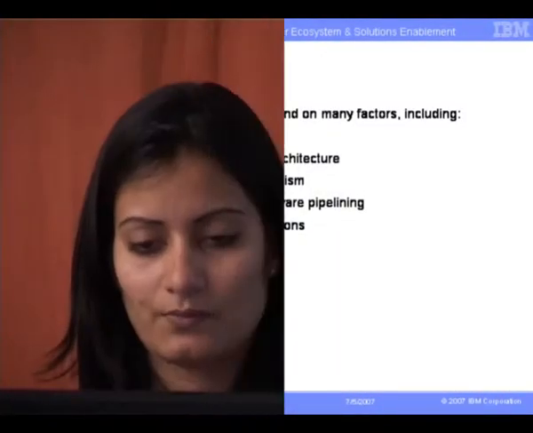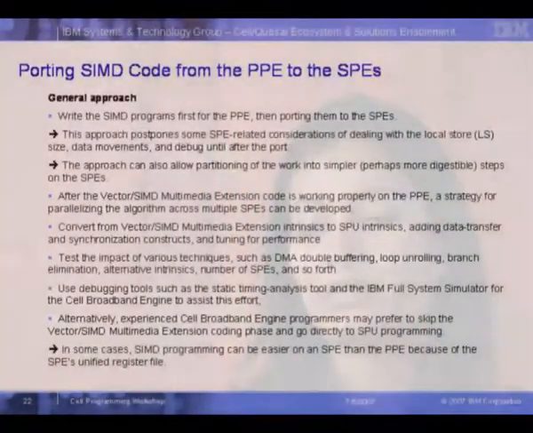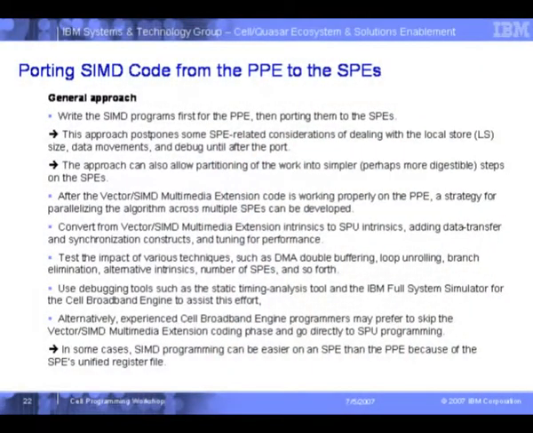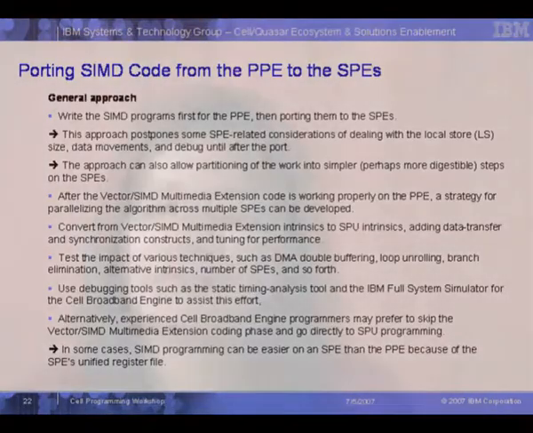So what's the porting approach? Basically, first you write the SIMD program for the PPU. It's your preference. Sometimes you may say, I don't want to worry about writing code on the PPU and then porting it over to the SPU. Or what you can do is take a scalar program, convert it fully into vector, and run it on the PPU, using the vector instructions.